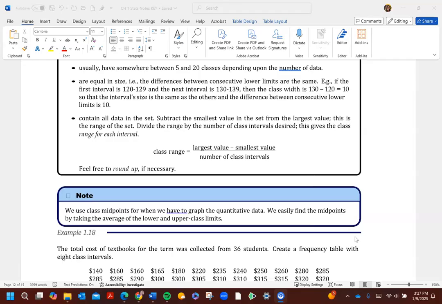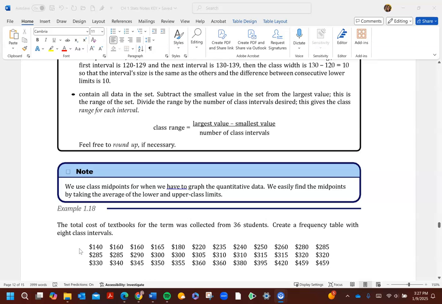Okay, so we have to look at our lowest. Find that on here. Looks like 140 is the lowest. Hopefully they're in order. Yes. And the highest is 459. So we want to fit everything in there. So you're going to go ahead and subtract those two and divide by the number of intervals. So go ahead and do that.